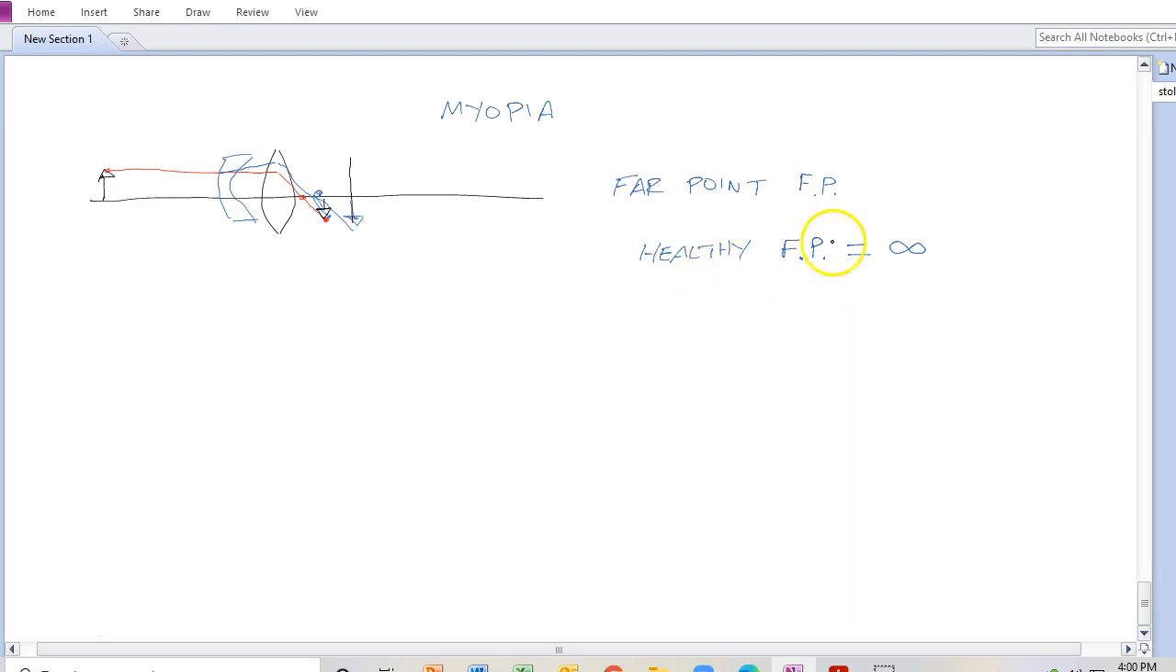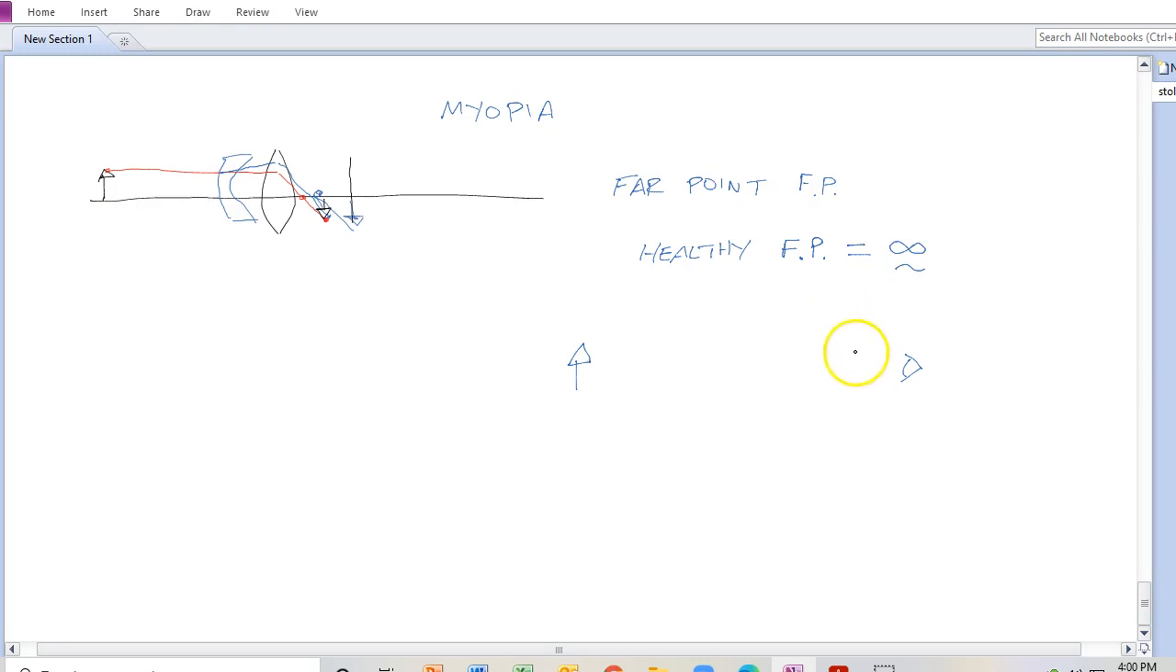So if that's the case, what we can do is design the lens as such. If you have a myopic eye, you're going to have a far point that is much less than infinity. It might be a meter or so, or a couple meters. So here's what we do. When something is really far away from your eye, here's your eye over here.